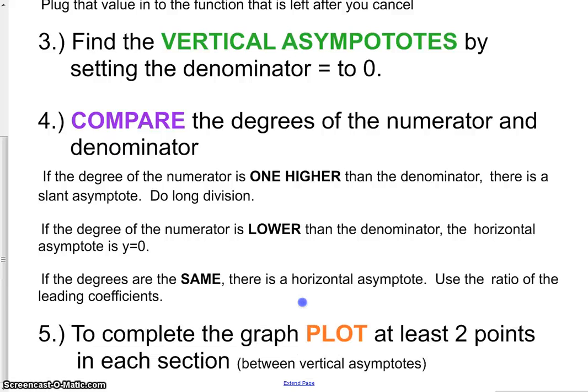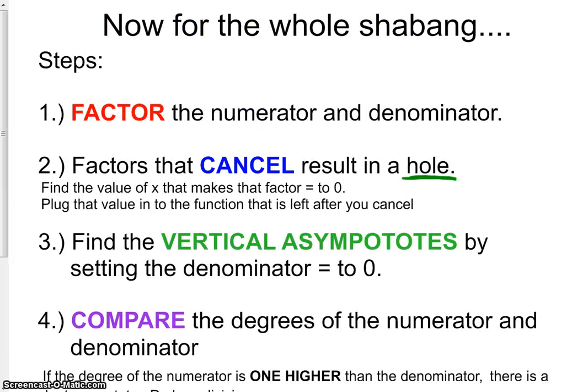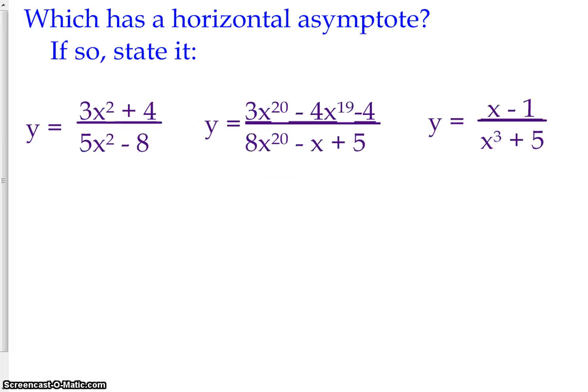And then to wrap up and complete the graph, we're going to plot 2 points in each section, looking between vertical asymptotes and on either side of vertical asymptotes, and I'm going to show you how to do that. So I talked about this step 4, I believe it was. Let me look back here real quick. Yep, step 4 where we compared. So let's compare and say, does it have a horizontal asymptote? If so, what is it?